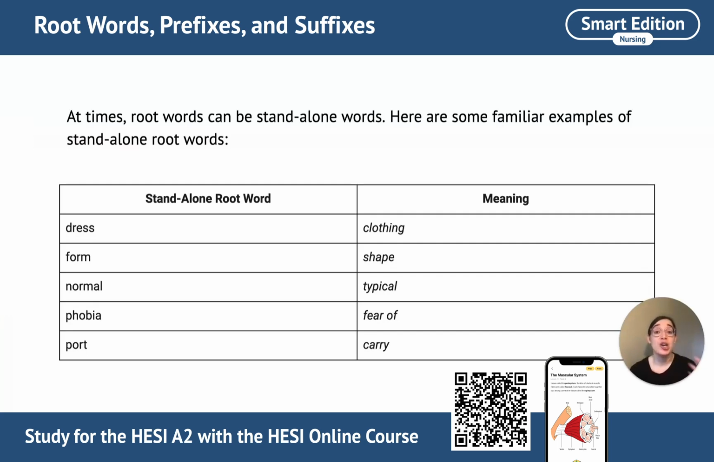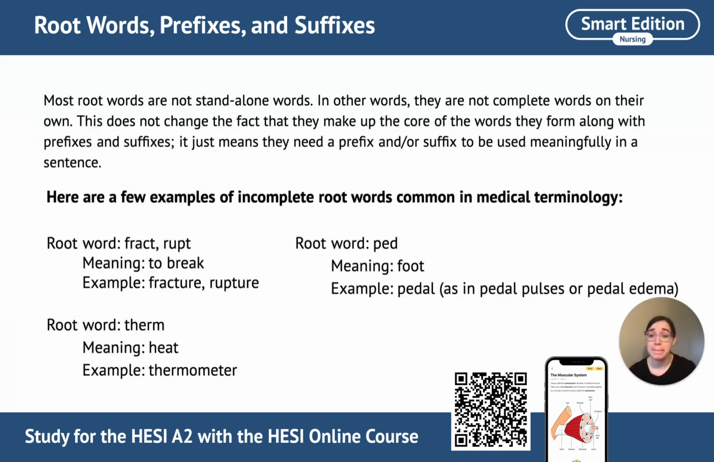Many root words, however, are not standalone words. So by themselves, they are not complete. They can't be used meaningfully in a sentence. They still have meaning, and they still make up the core of words along with the prefixes and the suffixes, but they need a prefix and or a suffix to be able to be used meaningfully in a sentence.